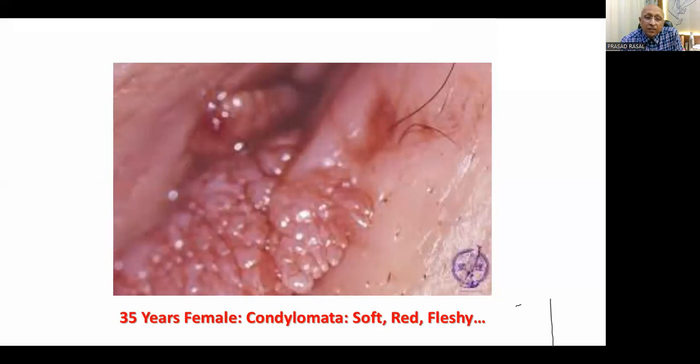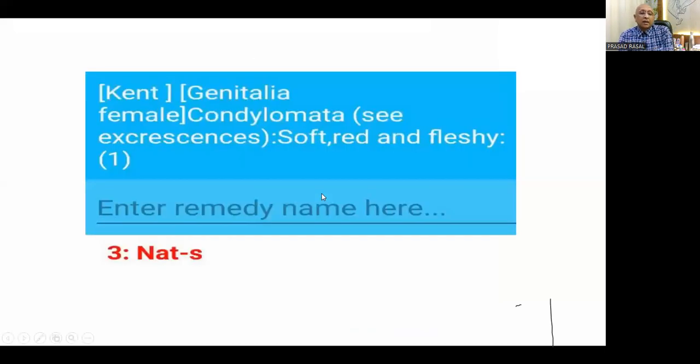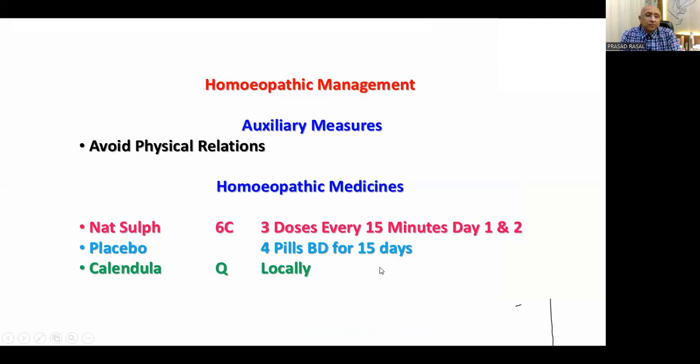She was a 35 years female, complaining of this condylomata. So nothing more than that. What will you prescribe? Again, you have to open the repertory. You have to find, is there any rubric? Kent's repertory, genitalia, condylomata, soft, red, fleshy, and the only remedy mentioned by him is natrum sulphuricum. So natrum sulph, very important remedy. Same thing I have asked, avoid physical relations, and I have given natrum sulph 6C 3 doses every 15 minutes, day 1 and 2. Placebo 4 pills daily, and I have asked them calendula Q locally. You'll ask, what is the role of calendula?